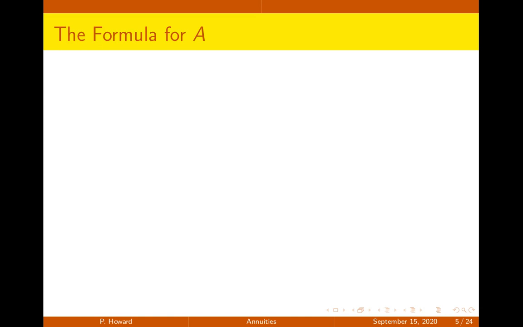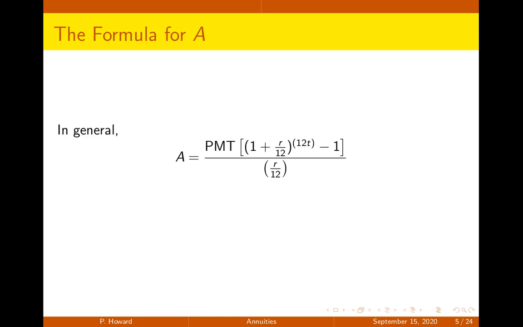Here's the formula for the ending amount. The ending amount is the monthly payment times [1 plus the annual interest over 12] raised to the power 12 times t, minus 1, and all that divided by the annual interest over 12. This formula is a little more complicated than the plain compound interest formula, but you may recognize this part of the formula. That also appears in the ordinary compound interest formula.